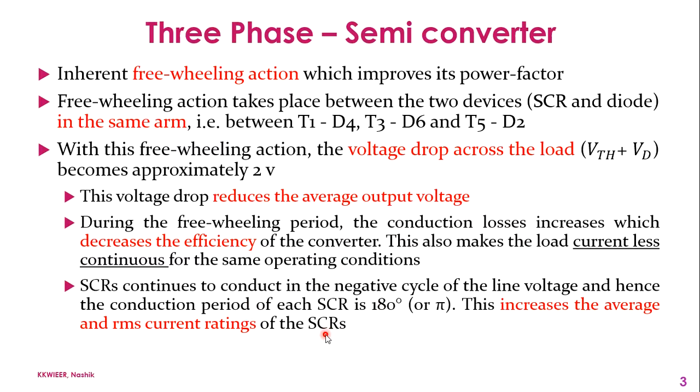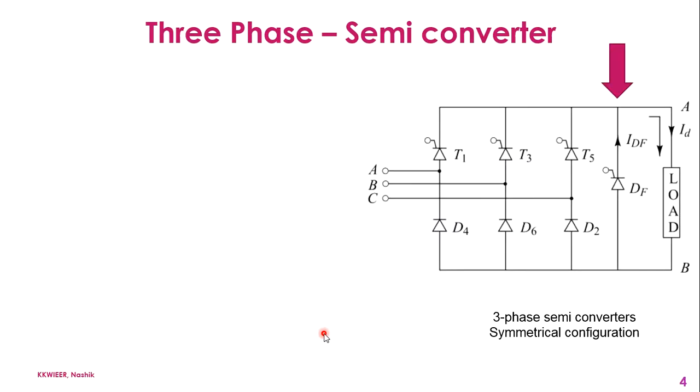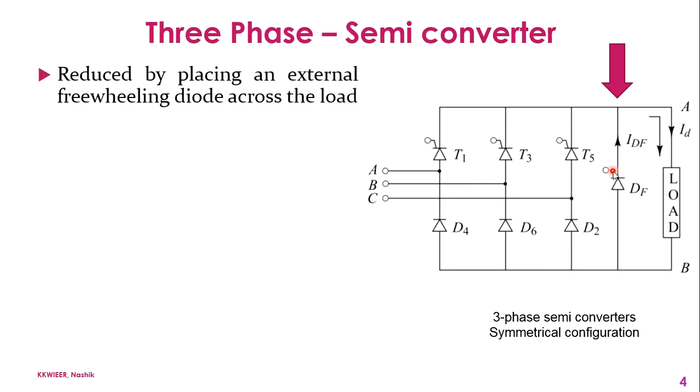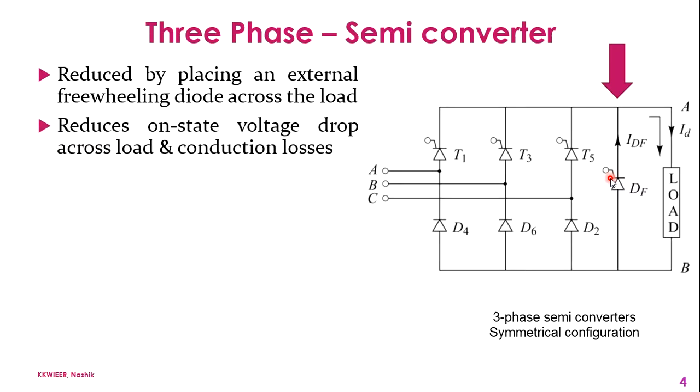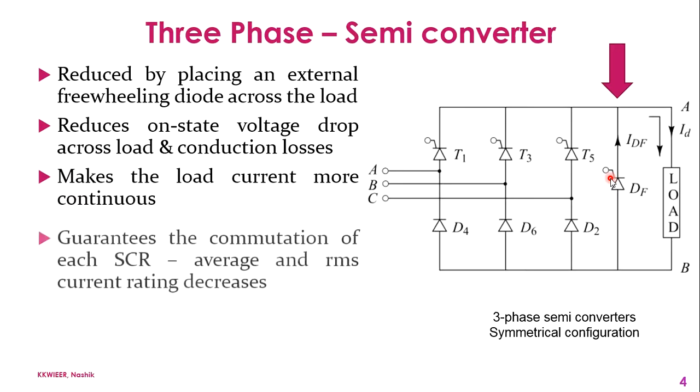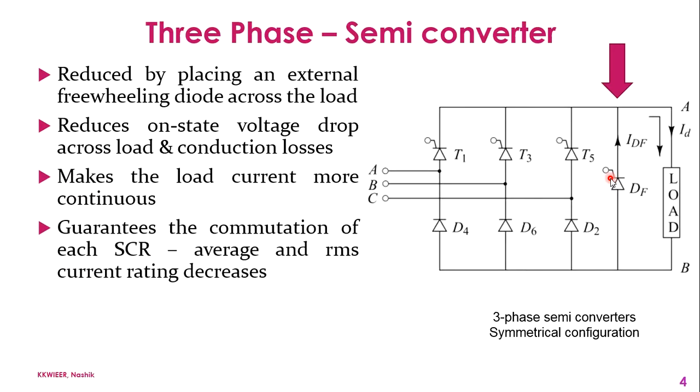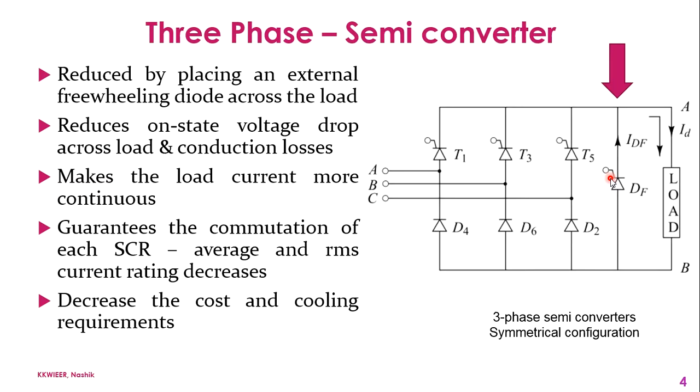So to overcome all these drawbacks, an external freewheeling diode across the load is used. Here it is shown, that is DF. So this DF reduces the on-state voltage drop across the load and conduction losses. It makes the load current more continuous and it guarantees the commutation of each SCR, thus average and RMS current rating decreases. It also decreases the cost and cooling requirements of a converter.